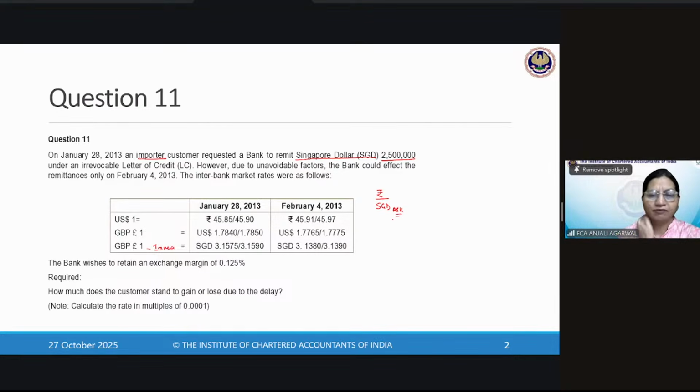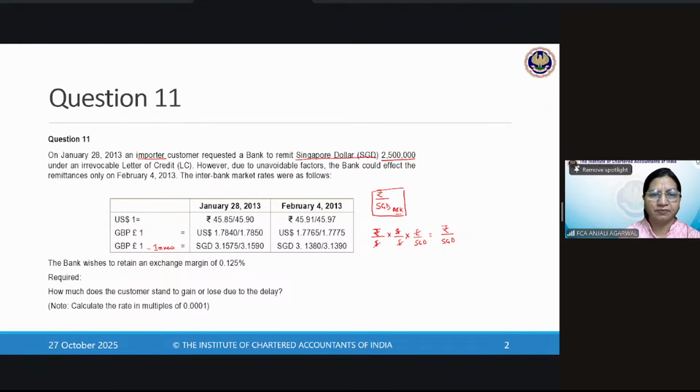So if you have rupee by dollar multiplied by dollar by pound and multiplied by pound by SGD, you will end up getting your required ask, as dollar and pound will get cancelled. So you will be having rupee by SGD. Now, if you look at the quotes given, this is given as it is, this is given as it is, whereas this is given oppositely. So it's an inverse here.